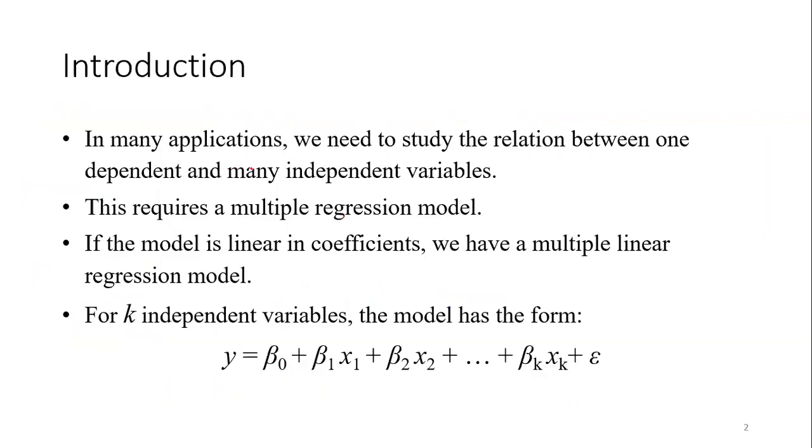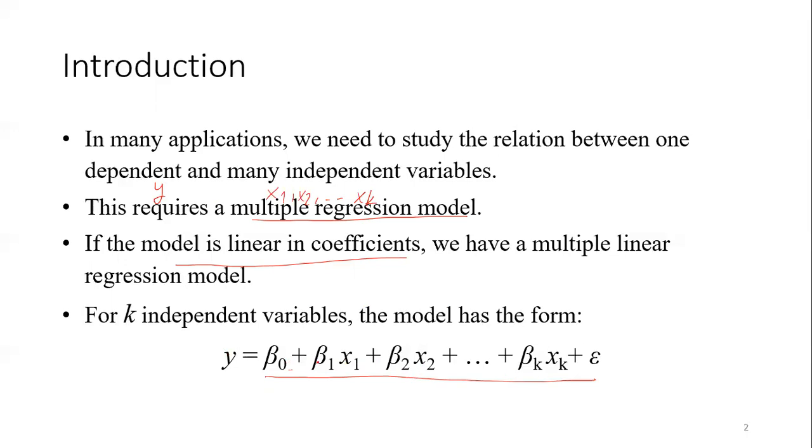In many applications, we study a relation between one dependent variable, y, and many independent variables, x1, x2, up to xk. This is possible through a multiple regression model. Again, if the model is linear in coefficients, we have a multiple linear regression model. If it is not linear in coefficients, remember, we were using transformations. For k independent variables, the model has this form: beta 0, beta 1 x1, beta 2 x2, up to beta k xk. So this is our model.